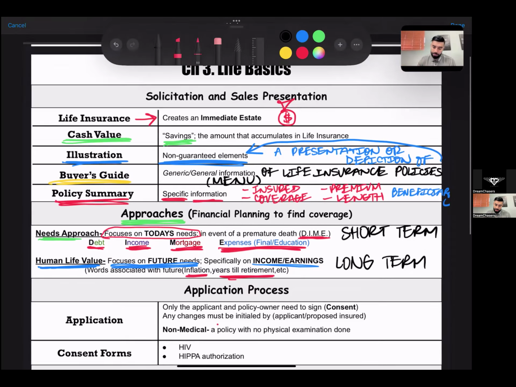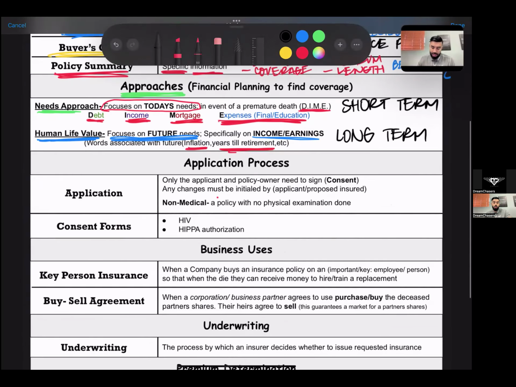Okay. Now, next is the application process. So, application, simply put, is you submit an application to the company, and the applicant and the policy owner need to sign, which typically, applicant, policy owner, and insured are the same person. Okay. But once again, if it's not the same person, number one, is there insurable interest? And obviously, is there consent? Okay. Now, any changes made on the application must be initialed by the applicant.